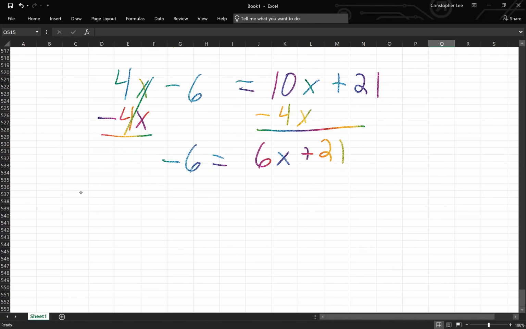After that, I want all my numbers on the other side. So I'm going to subtract 21 from over here. What I do to one side, I have to do to the other. So now this is negative 27 is equal to 6x, right? And then after that, we just want to divide by 6, get x by itself. What we do to one side, do to the other.